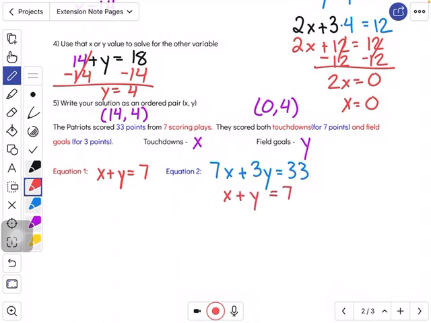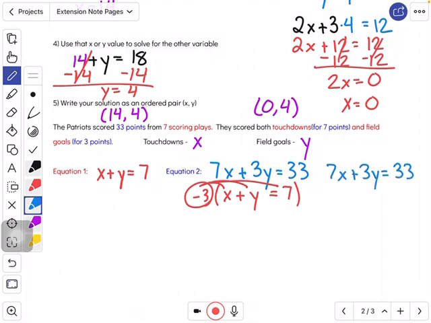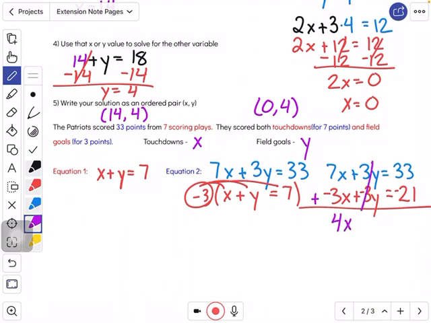So I'm going to multiply the bottom equation by -3 to eliminate my y's and keep everything else positive. So we get 7x plus 3y equals 33. And then we have -3x plus -3y equals -21. So now we add them. So that is 4x equals 33 minus 21 is 12. Divide by 4. So x is 3.